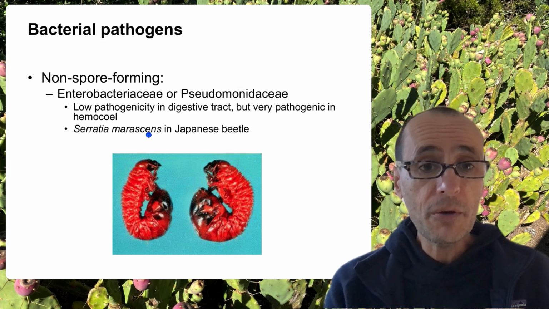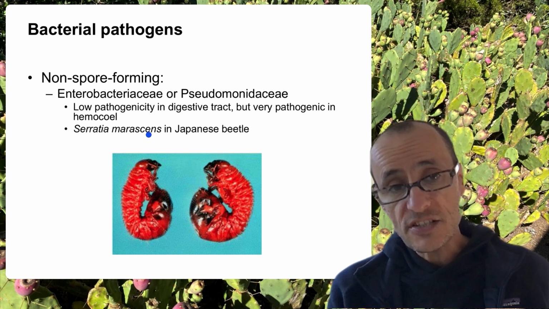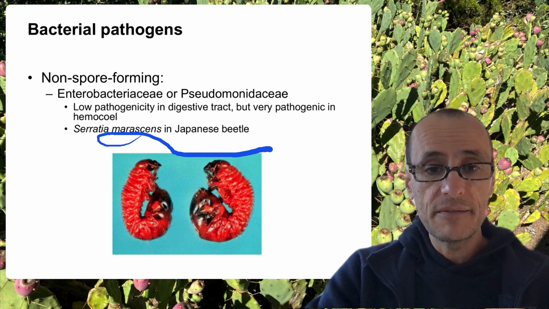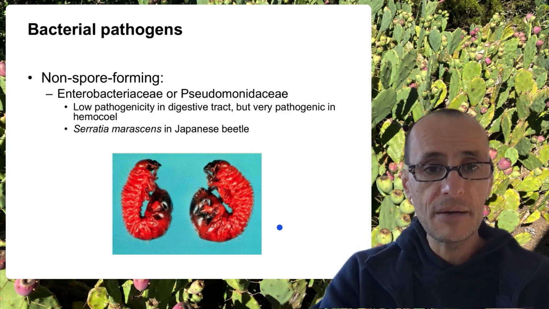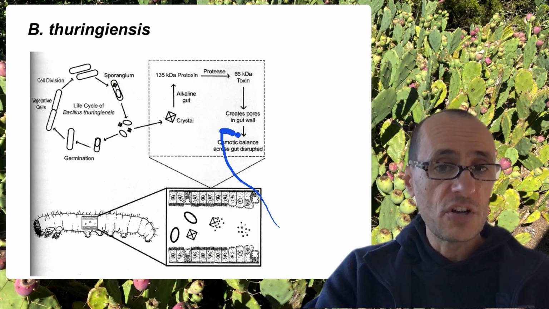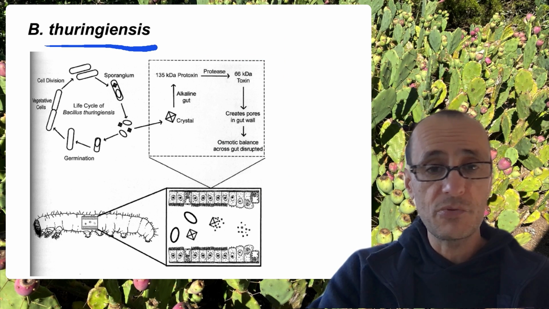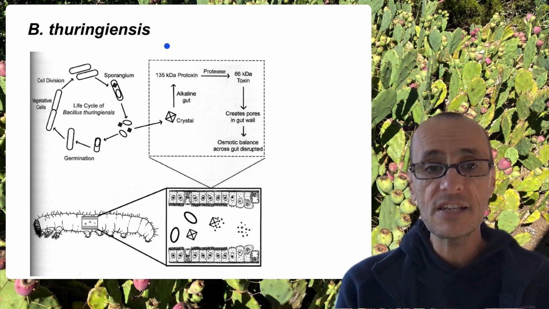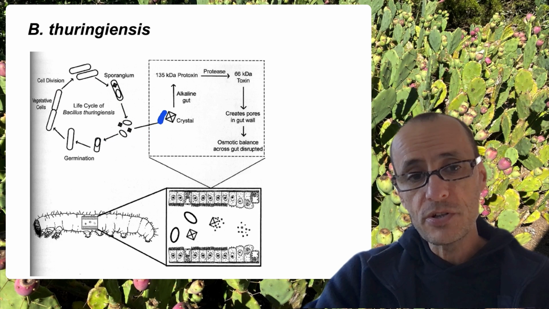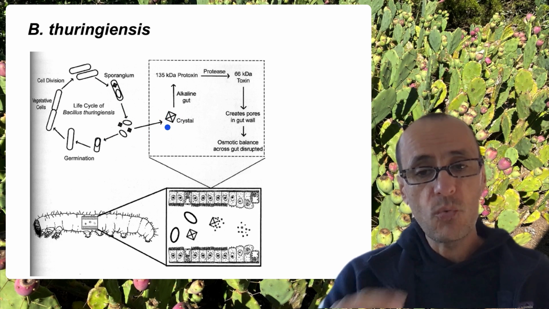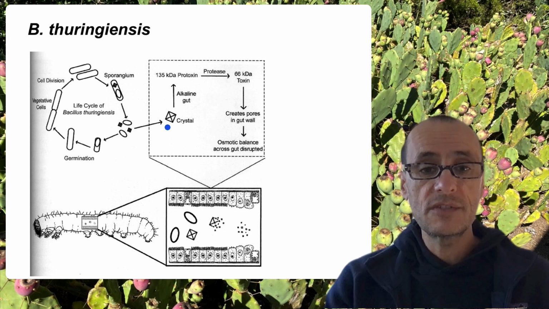There are all kinds of bacterial pathogens that will attack insects, including spore-forming and non-spore-forming microbes like these that you can see here attacking these Japanese beetles. There's also spore-forming microbes like this Bacillus species, Bacillus thuringiensis. This is a soil-dwelling species that, in the process of its life cycle, actually produces crystals that within them have proteins that are toxic to insects.